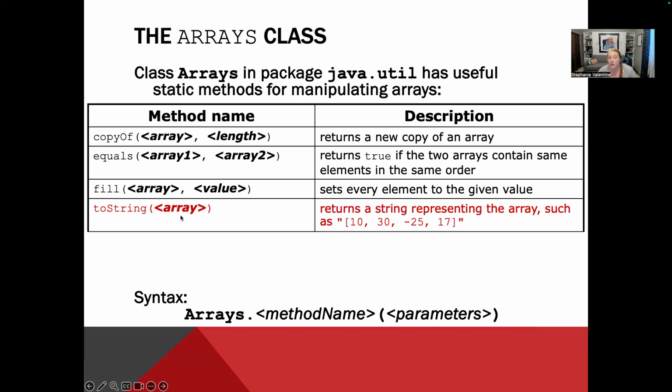The toString function is going to return to you a string. It's not going to print it. It is just going to give you a string that you can store in a variable. You can print it. You can do whatever you want with it, but it is going to be a string and not an array.